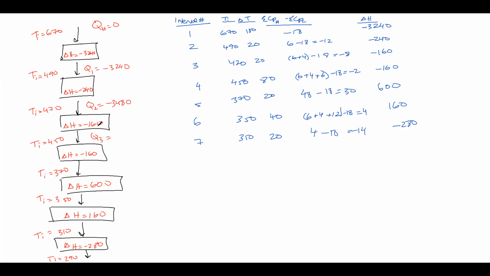Minus 3480 minus 160 is minus 3640. Minus 3640 minus 160 again, minus 3800. Minus 3800 plus 600 is minus 3200. Minus 3200 plus 160 is minus 3040. And finally QC here, minus 3040 minus 280 is minus 3320.